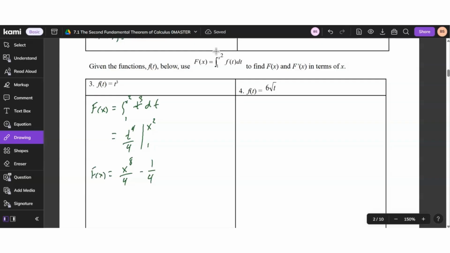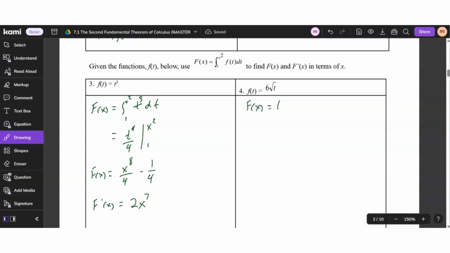And so that would be my f of x. And my f prime of x here is going to be 2x to the power of 7. And notice this time it did not get us right back, which is to be expected because this time we integrated to x squared instead of just x. Let's take a look at this next one here.